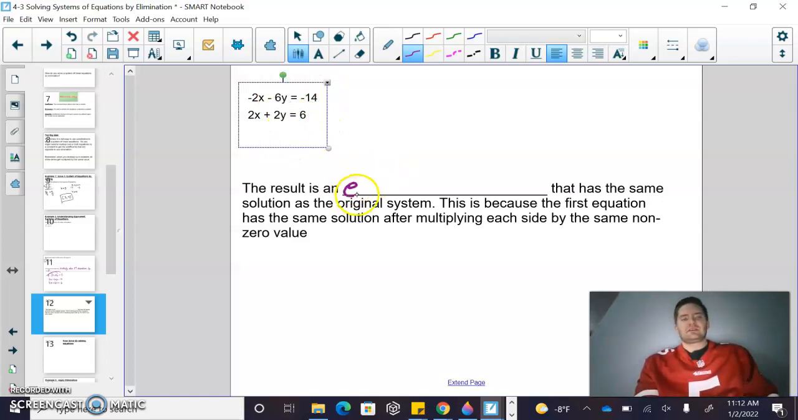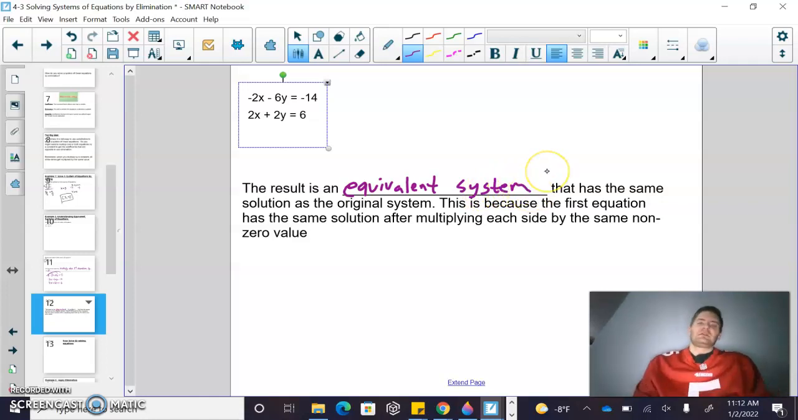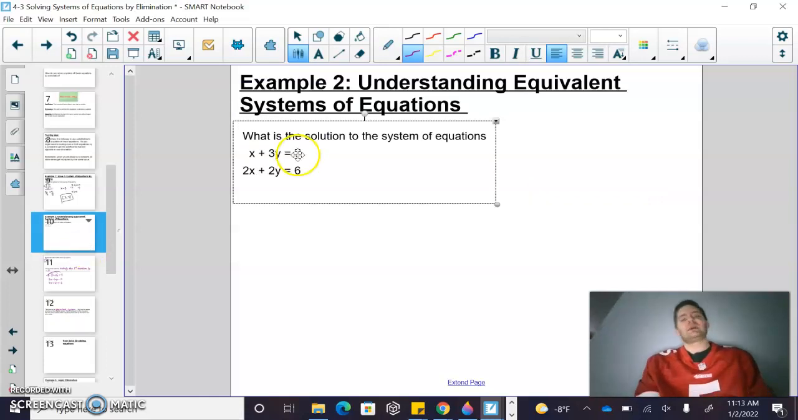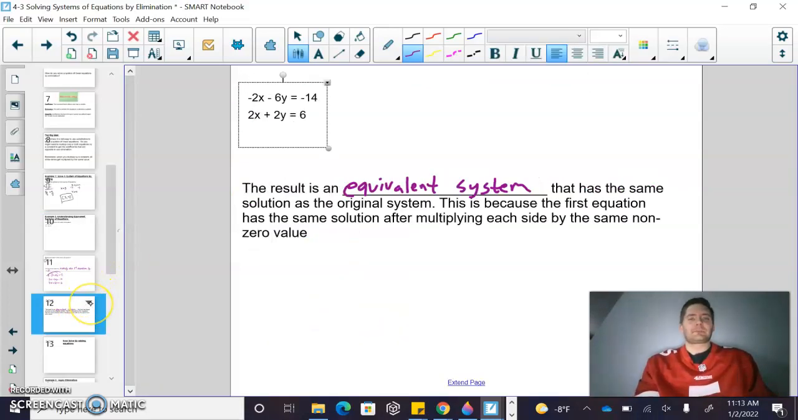So the result here is, once again, like what we were talking about before, an equivalent system. The result is an equivalent system that has the same solution as the original. This is because the first equation has the same solution after multiplying each side by the same non-zero value. Negative 2x plus negative 6y is equal to negative 14 is the exact same as x plus 3y is equal to 7. We just multiplied everything by negative 2.